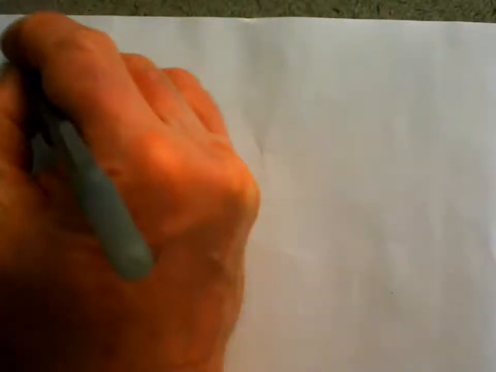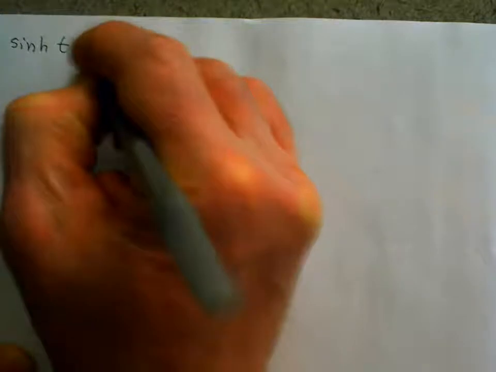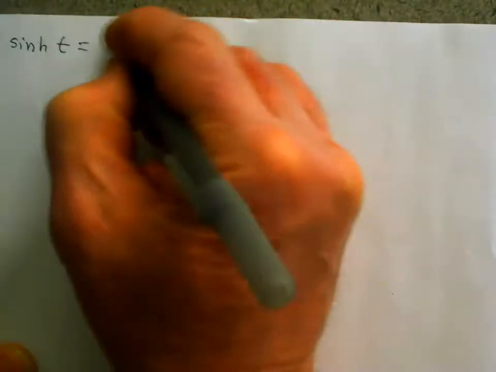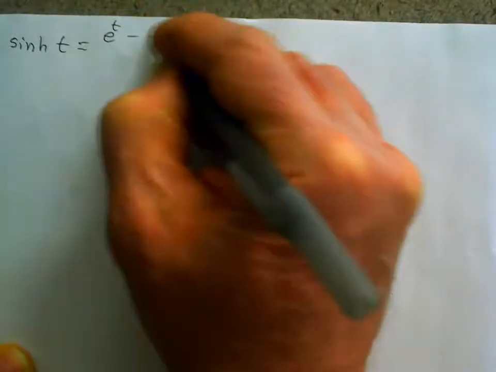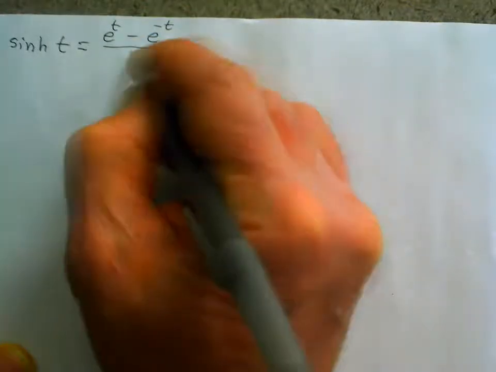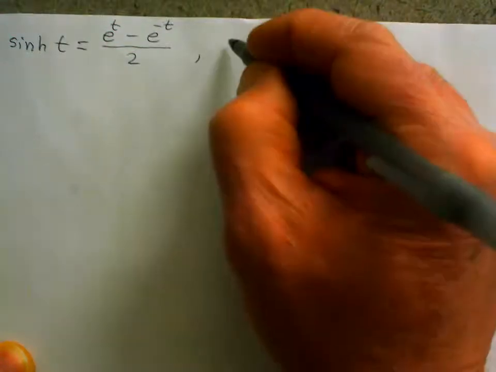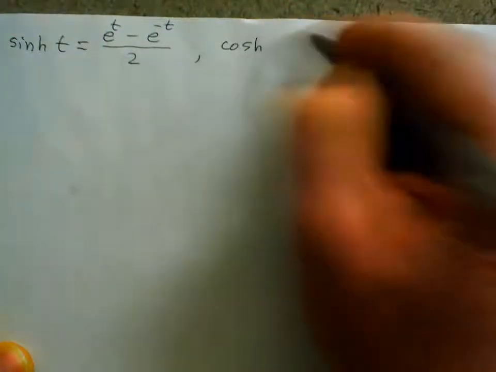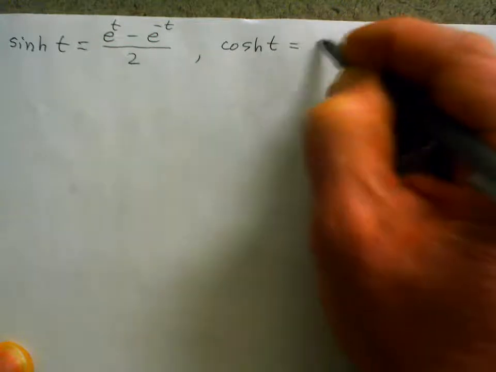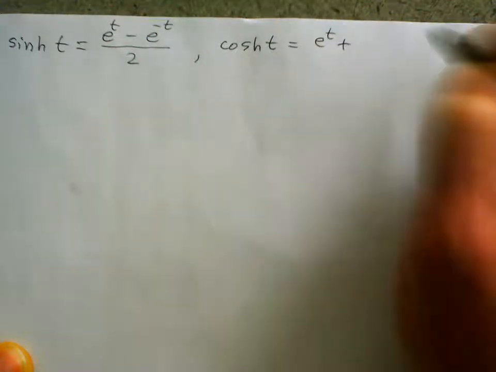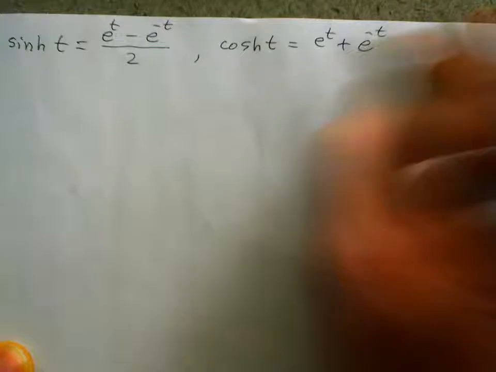Well, on another piece of paper. Just as a reminder, hyperbolic sine of t is equal to e to the t minus e to the negative t divided by 2. And hyperbolic cosine of t is e to the t plus e to the negative t, all divided by 2.